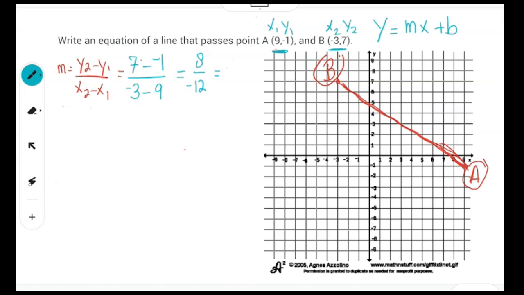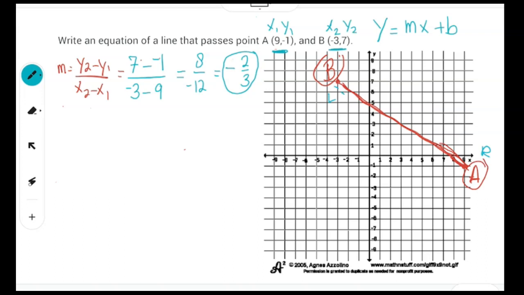Positive divided by negative is negative. You simplify, and that becomes -2/3. That's your m, or the slope. As you see, the line goes down from left to right, and that's why the slope is negative.